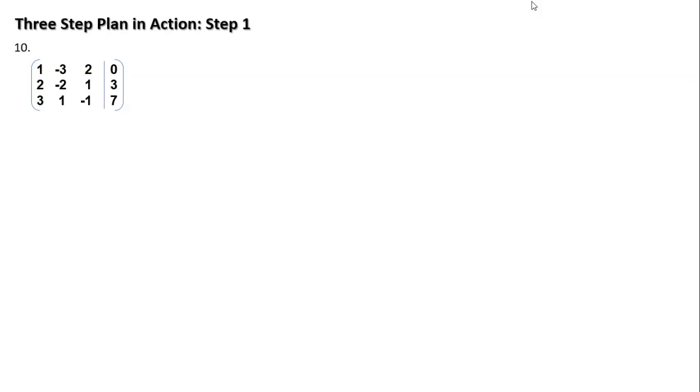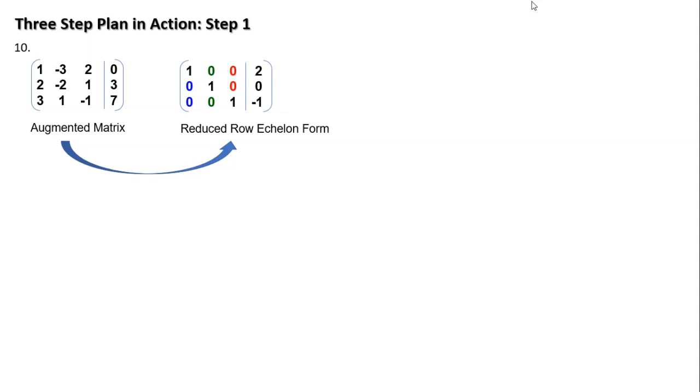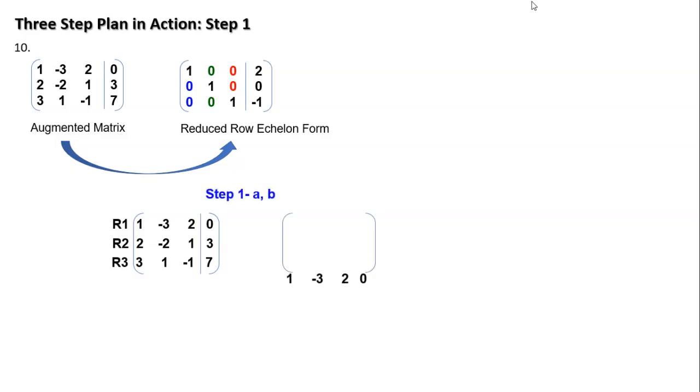Okay, this is my augmented matrix. The first step is I'm going to use row 1 to get a new row 2 and a new row 3. So this is row 1, this is row 2, this is row 3. Let's do this. So row 1 is this.